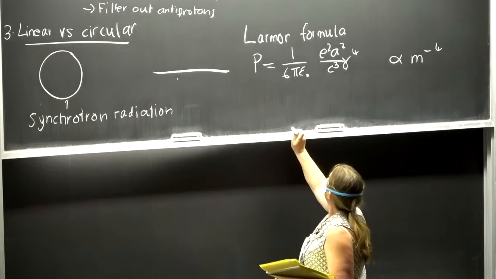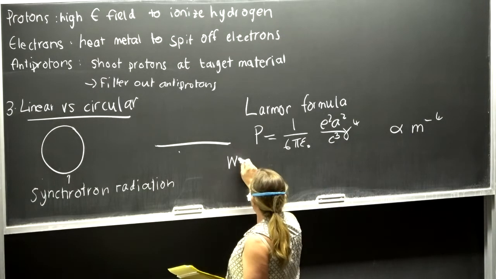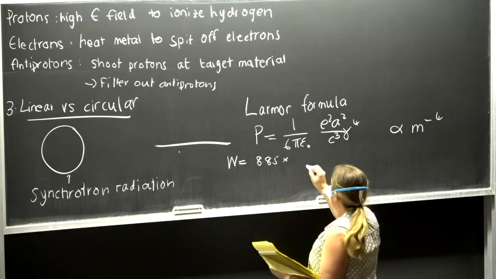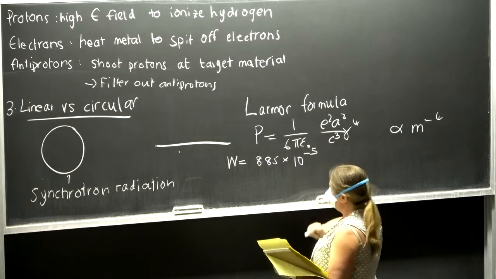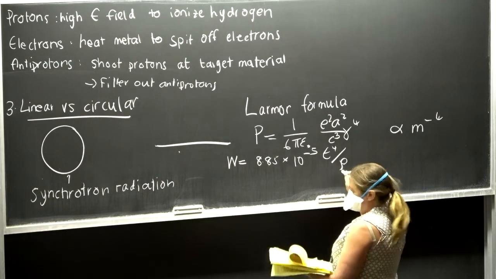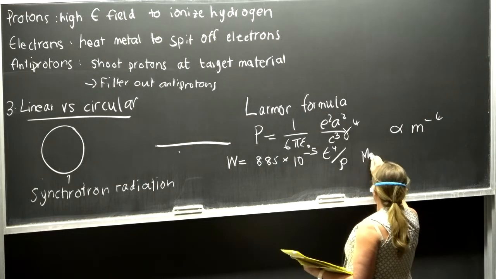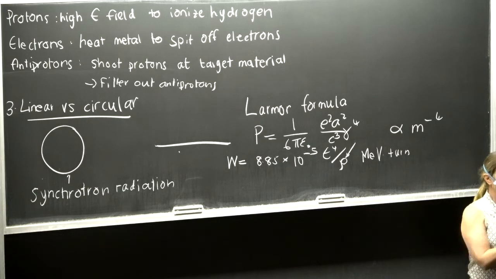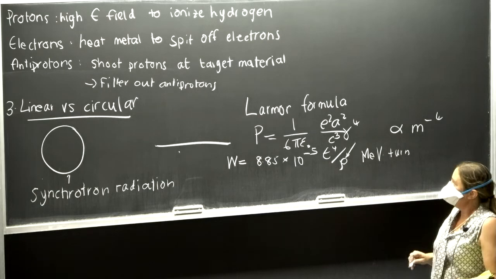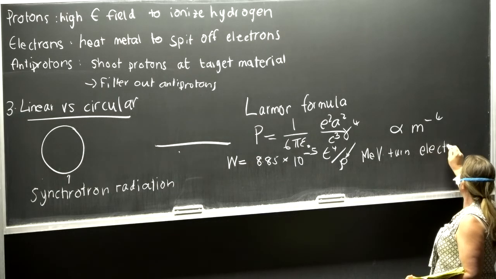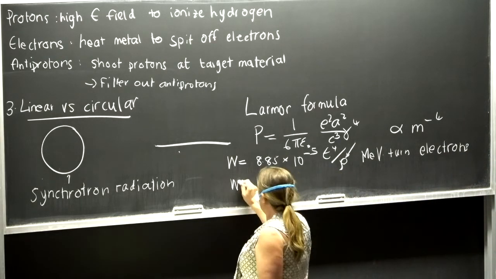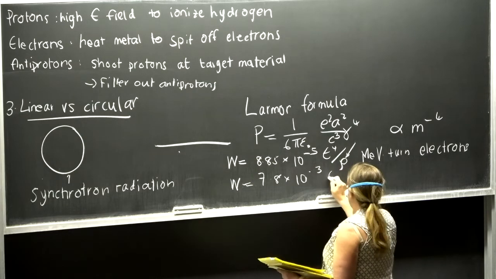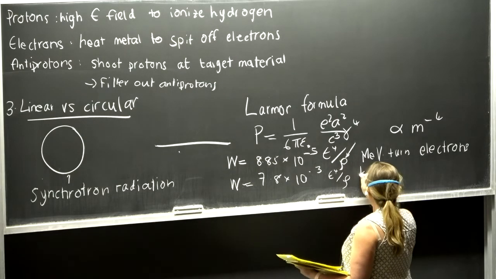What that means is that if you calculate it for electrons, you get something like 8.85 times 10 to the minus 5, E to the 4 over rho, MeV per turn. This rho here is the curvature of your accelerator, so the bigger or smaller you make it, the more rho changes. That one is for electrons, whereas for protons, it's going to be 7.8 times 10 to the minus 3, E to the 4 over rho, and that's only keV per turn.